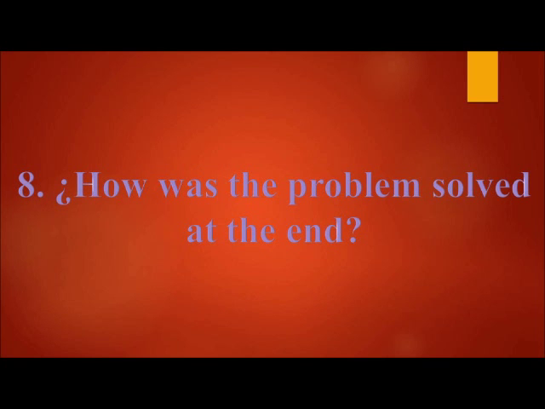8. How was the problem solved at the end? In the end, the character tells the landlord about strange things that he had seen, and at that moment there is a strange and wild noise, something that unleashes the curiosity of the character, the landlord, and a neighbor, to know who it is, where the terrifying things begin to happen.